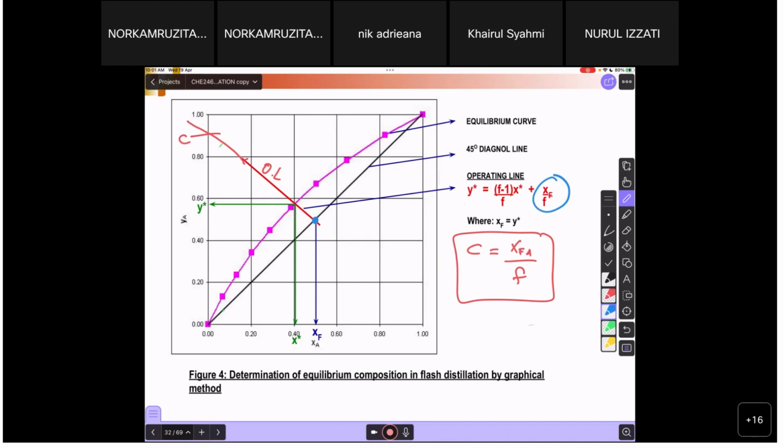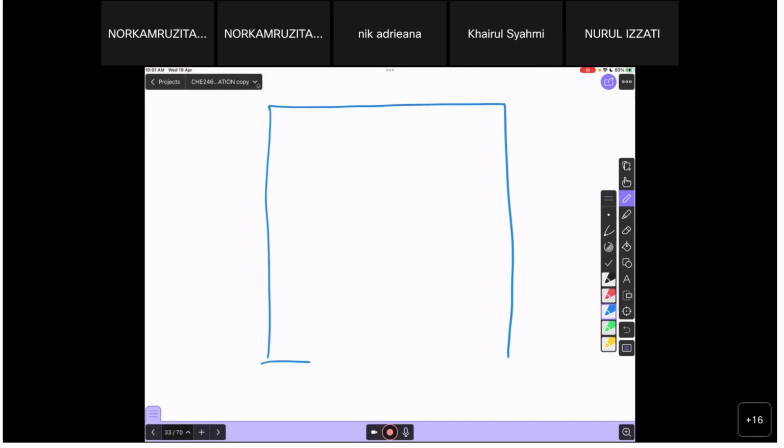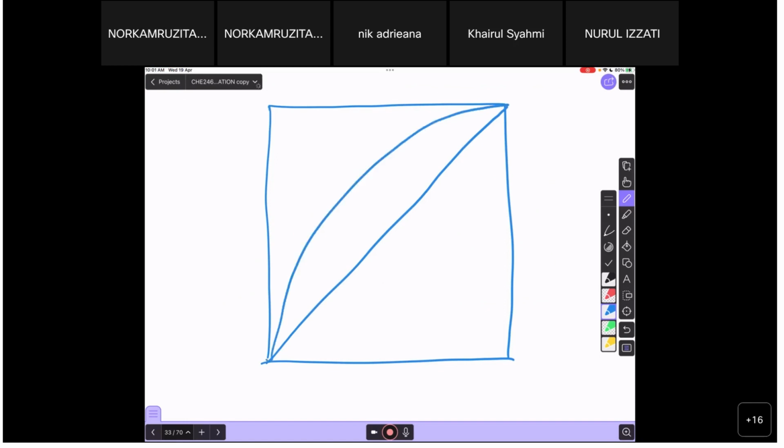Let's say we use this graph to be your continuous distillation graph. For continuous distillation, you should be able to draw the equilibrium curve and the 45-degree line. This is the shortcut. You need to know the mole fraction of your feed, the more volatile component of your feed.